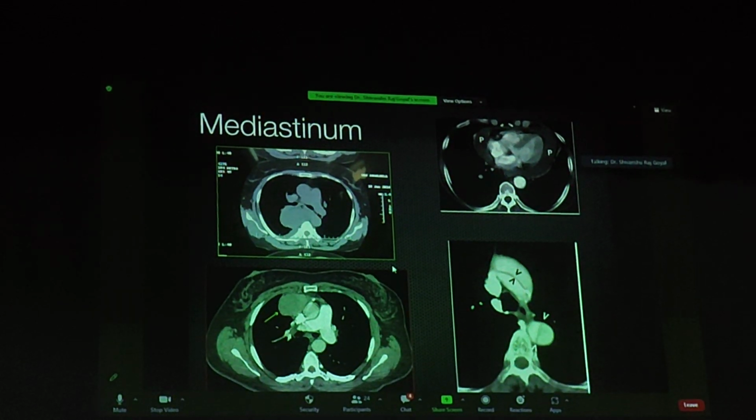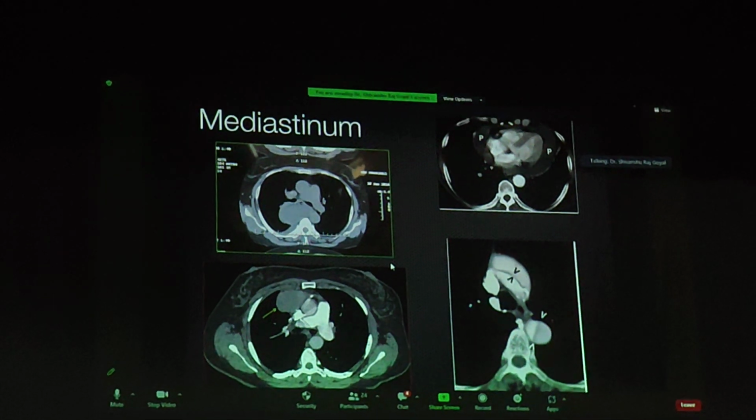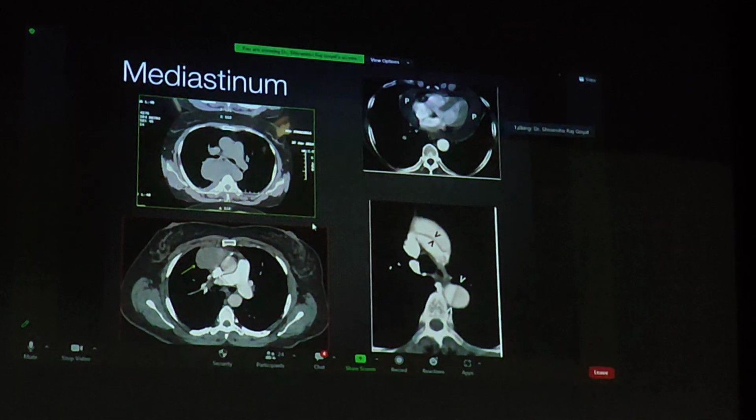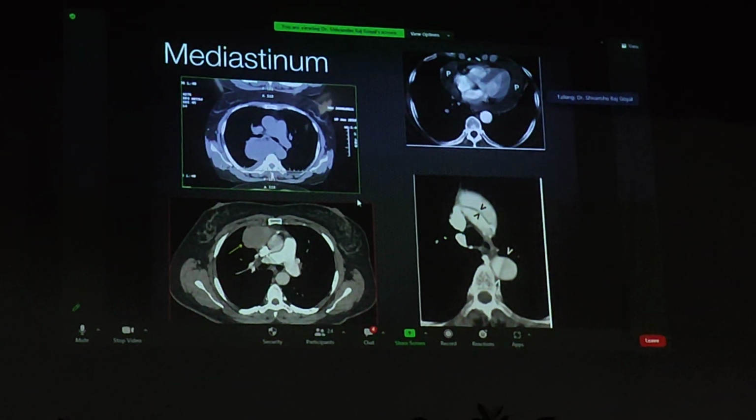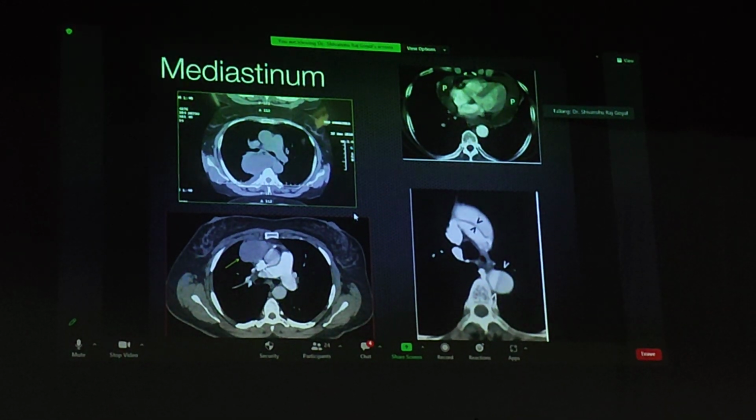Then you look at the pericardium. If you see a large amount of hyperdensity surrounding your cardiac chambers, it is a pericardial effusion. And if you see the ascending aorta has a line in the middle dividing it, or the descending aorta shows the line, that is a typical pattern of an aortic dissection.